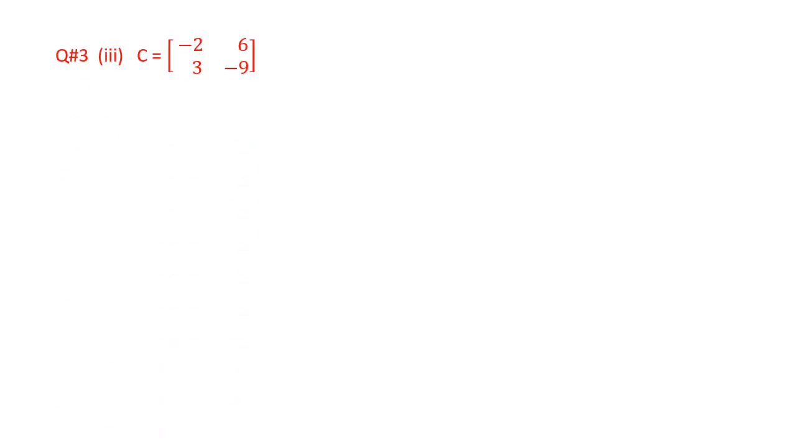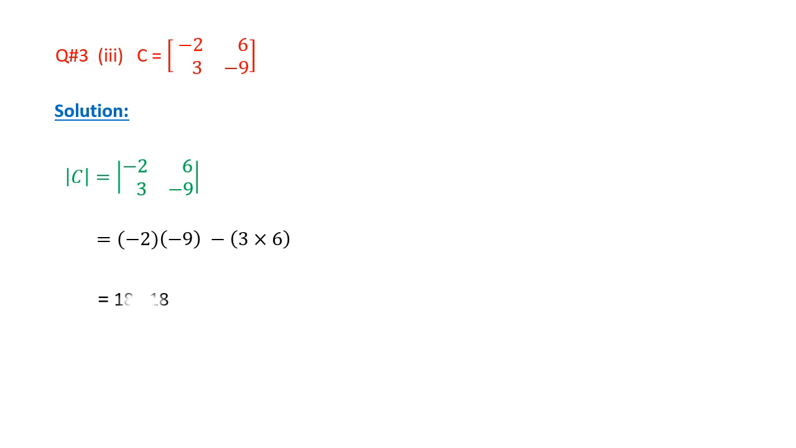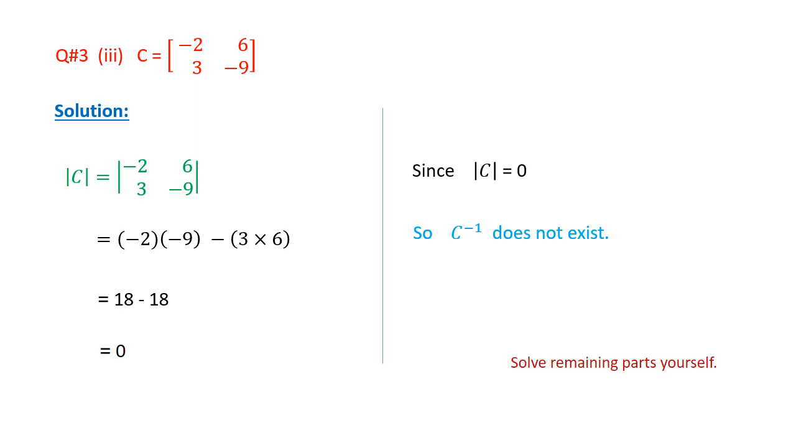Question number 3, part 3. Here we have matrix C. Its solution is: first of all, we will find the determinant of matrix C. Multiplying diagonal entries and then subtracting them, we have 18 minus 18, that is equal to 0. Since the determinant of matrix C is equal to 0, C inverse does not exist.